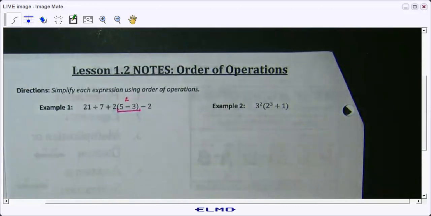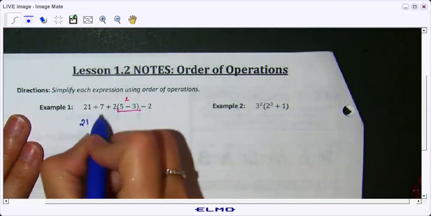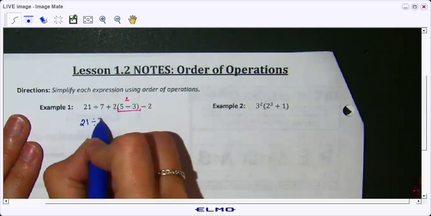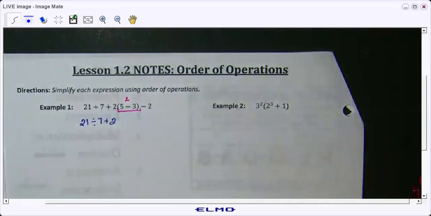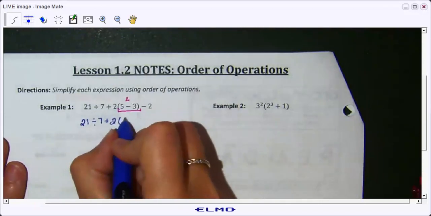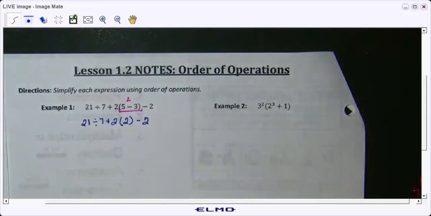So now I'm just going to bring everything down. So 21 divided by 7 plus 2 times 2 minus 2. Step 1 is done. After parentheses comes exponents. I do not have exponents. So now I'm going to go to step 3.